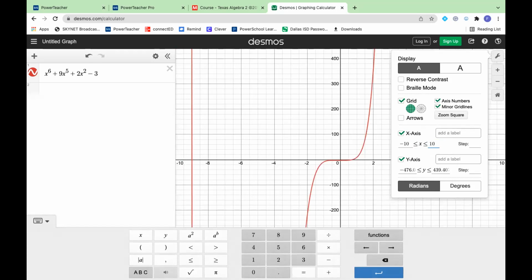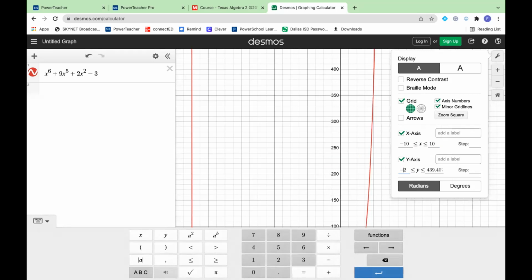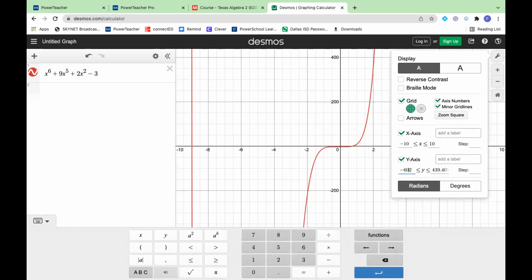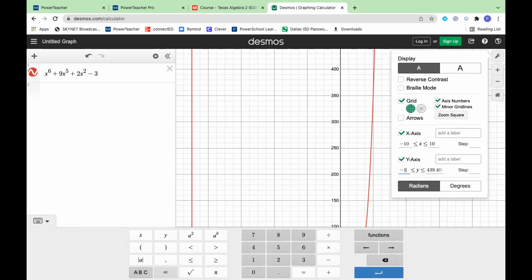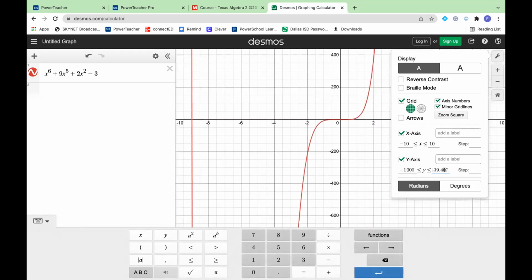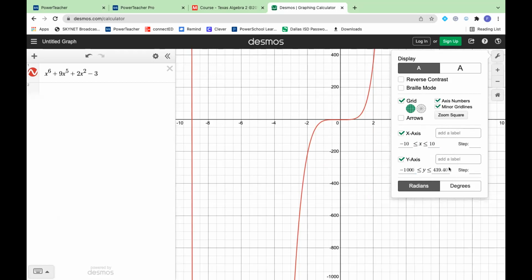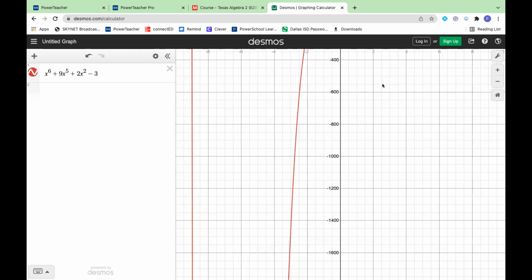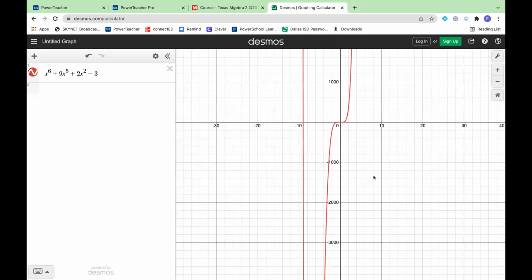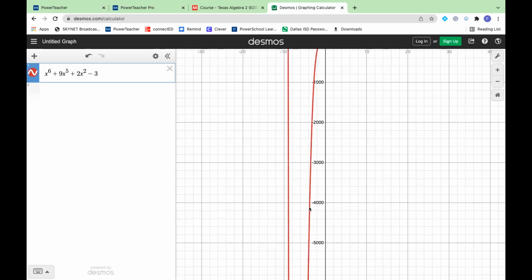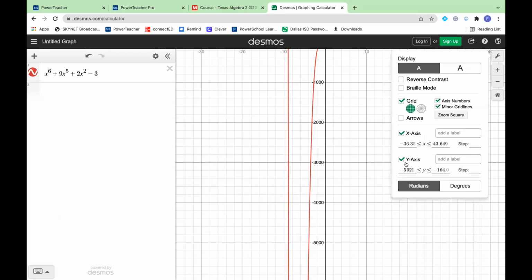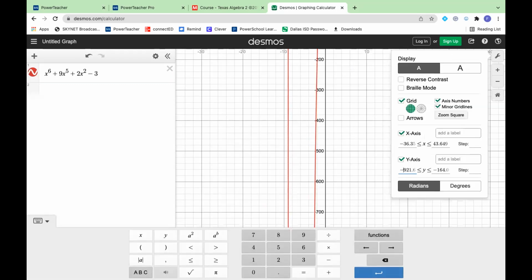-10 to 10. And let's do -600. Actually, let's just do -1,000. We can do that. Still doesn't actually get me to how far low it goes. How low does this thing go? So I'm going to do this. I can do -6,000.